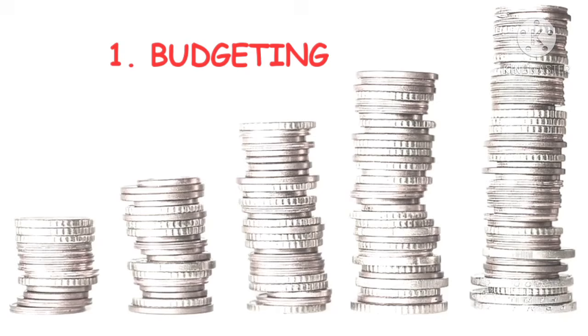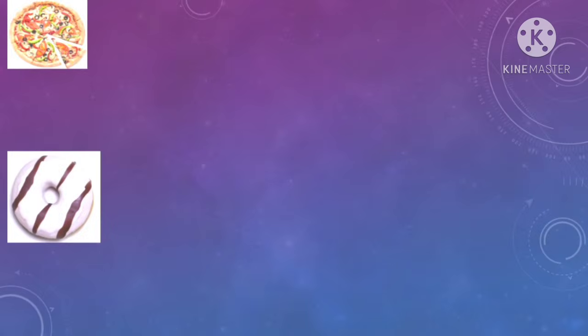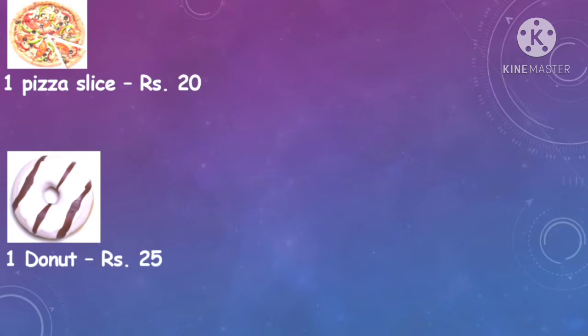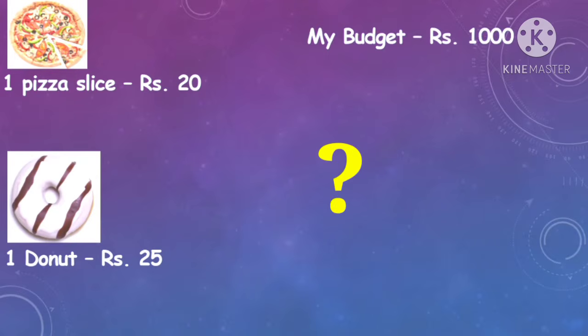The first application is budgeting. Suppose you are ordering pizzas and donuts for your birthday party. Now the pizza slice costs rupees 20 and a donut costs rupees 25. Now ideally you would have wanted unlimited pizzas and donuts, is it not? However, your budget is restricted to 1000. So how many of these items can you possibly order?